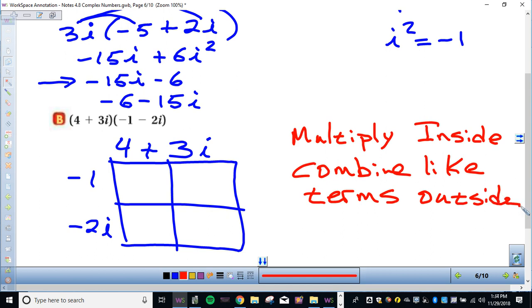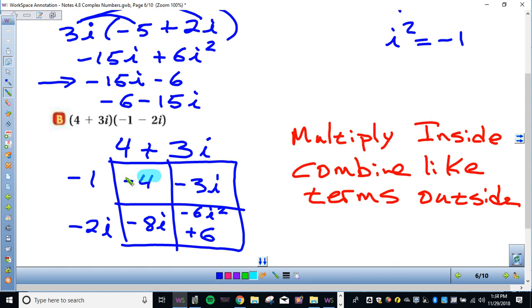So what do I get in the upper left? Negative 4. Upper right? Negative 3i. Lower left? Negative 8i. Lower right, which is 6. Okay, so I'll show that little intermediate step. Negative 6i squared. Remember, i squared just switches a sign in front, so the negative 6 becomes positive 6. Then I'm going to combine like terms. So real with real, imaginary with imaginary. Remember, real has to come first.